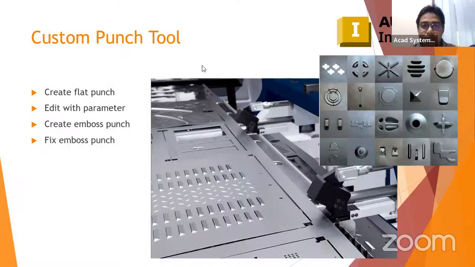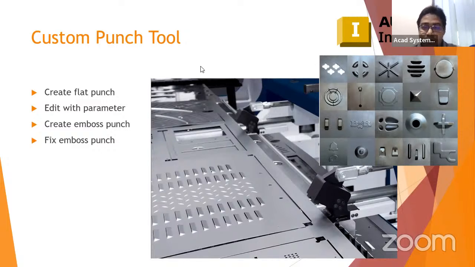So this is our agenda for this punch tool. The first thing is we're going to create a simple cut punch, which is a flat punch. We're going to create something like a hole like this. The second one is we would like to have our hole able to change size according to the value that we can enter. So that is the parameters, so we can edit it using the parameters.